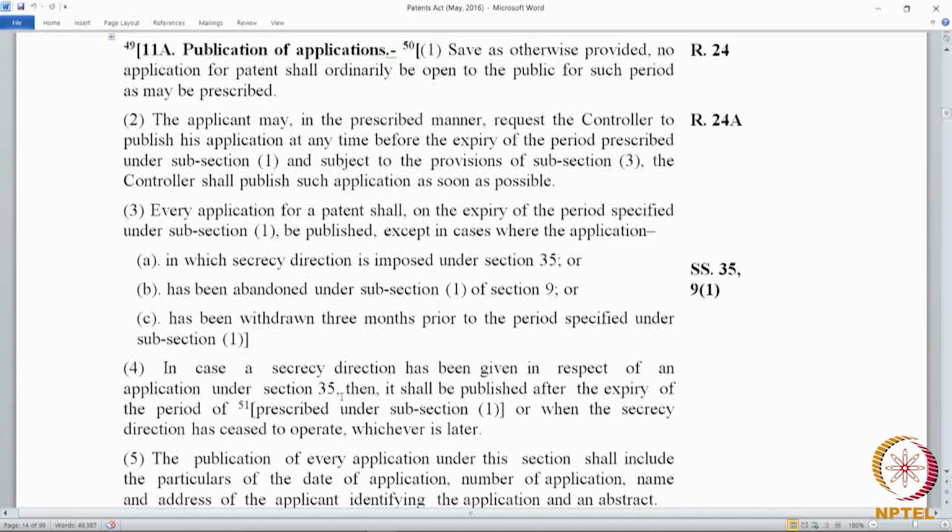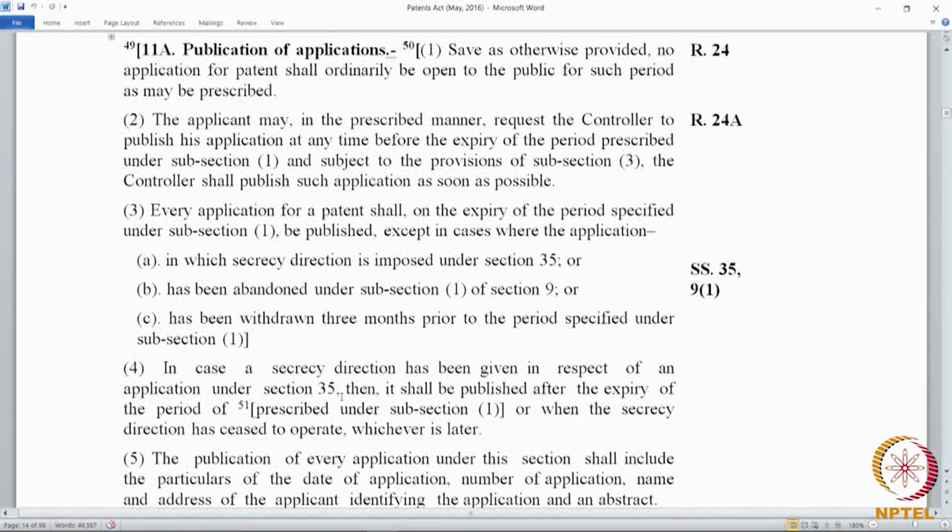11A4 states that in case a secrecy direction has been given in respect of an application under section 35, then it shall be published after the expiry of the period prescribed in subsection 1 or when the secrecy direction has ceased to operate, whichever is later. We will see when we discuss section 35 that there are certain things that you cannot do pertaining to a patent application when a secrecy direction is in operation. You cannot publish the application, you cannot disseminate information relating to the application. That is the reason we call it a secrecy direction. The direction is given to keep the matters contained in the application a secret.